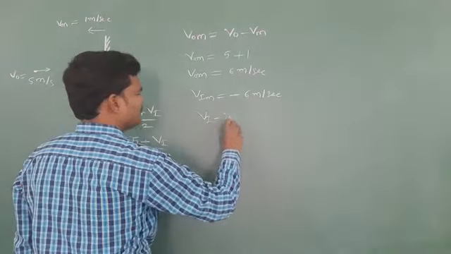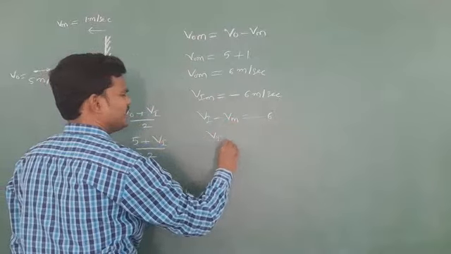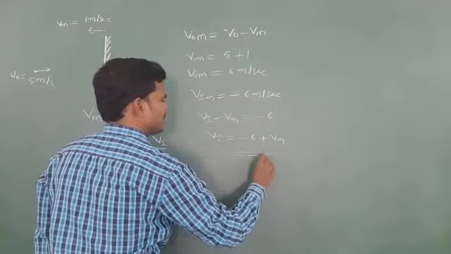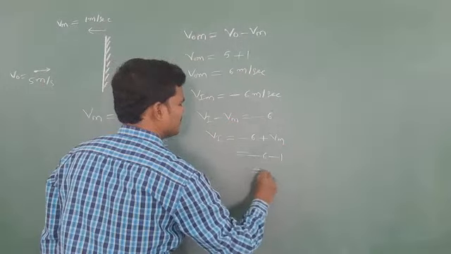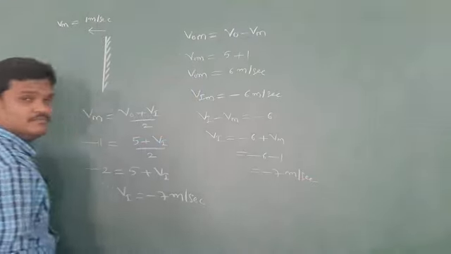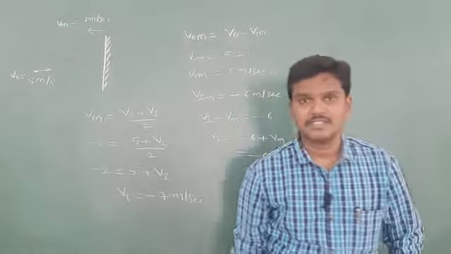So VI minus VM is equal to minus 6. VI is equal to minus 6 plus VM, minus 6, and VM is minus 1. Again I am getting 7 meter per second. So the image moves towards the left.